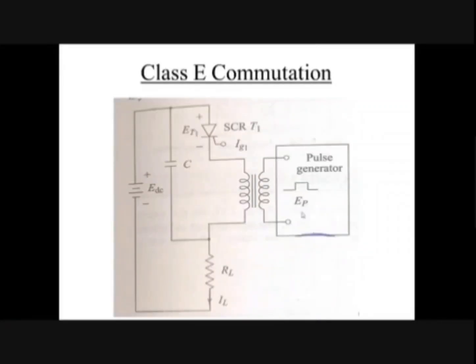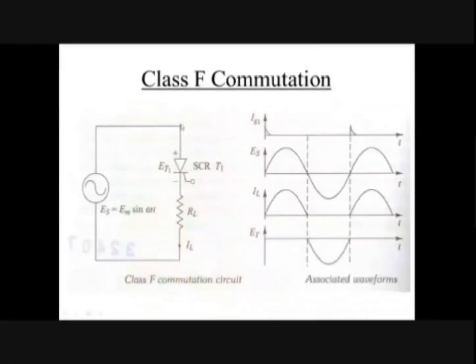So this is called class C commutation. The last one is class F commutation, which is nothing but natural commutation, where the SCR will turn off naturally at zero crossing, followed by being reverse biased. So we can understand that commutation can be classified broadly into two: natural and forced commutation. For AC input we will have natural commutation. For DC input we will have forced commutation.